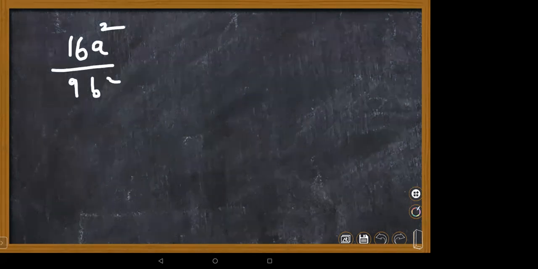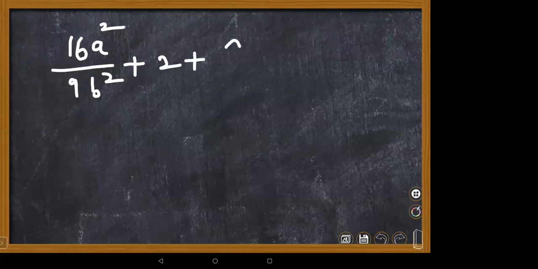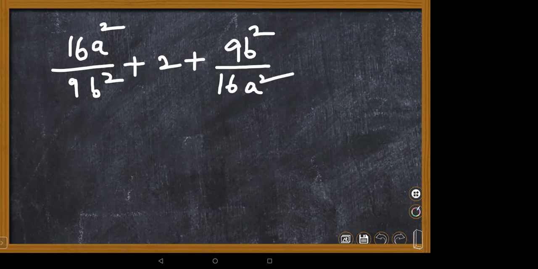You can do the next one. 16a square by 9b square plus 2. Just 2, children. The constant term 2 is given in the middle, and the last term is given as 9b square divided by 16a square. Come on, children, what are you supposed to tell here?